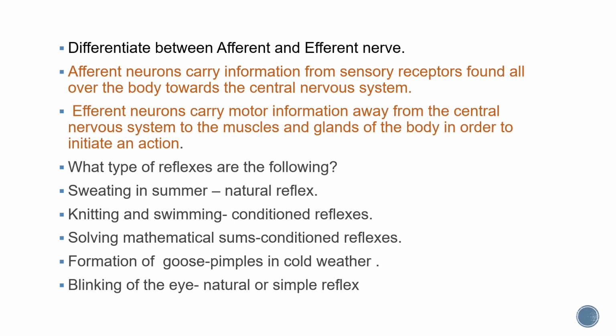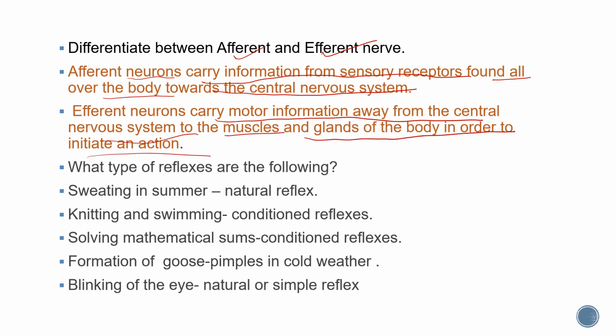Now here comes a very important question: differentiate between afferent and efferent nerve. So this is a very common question. I have gone through many question papers, and I found this question is common in all question papers. So what are afferent neurons or nerves? These afferent neurons carry information from the sensory receptors found all over the body towards the central nervous system. And what are these efferent neurons doing? They are carrying the motor information away from the central nervous system to the muscles and the glands of the body in order to initiate the action.